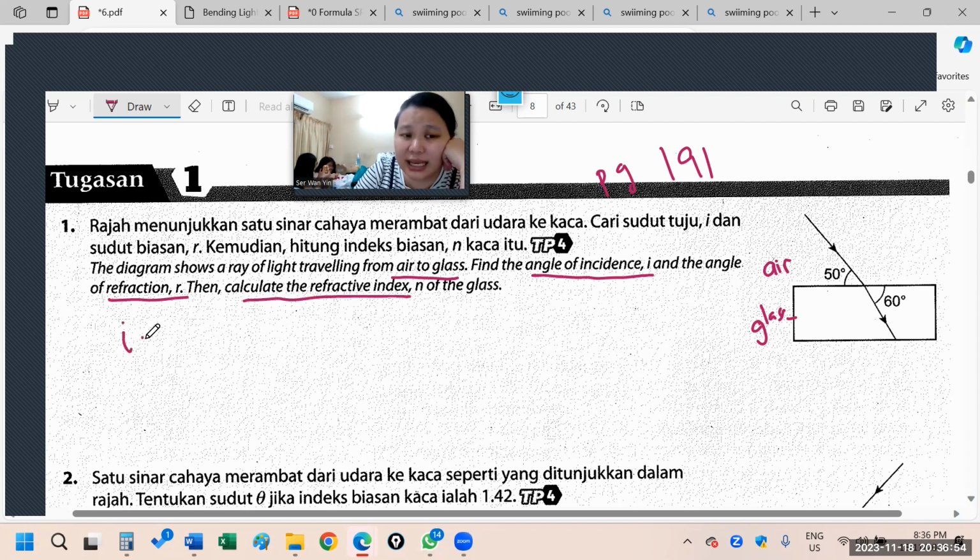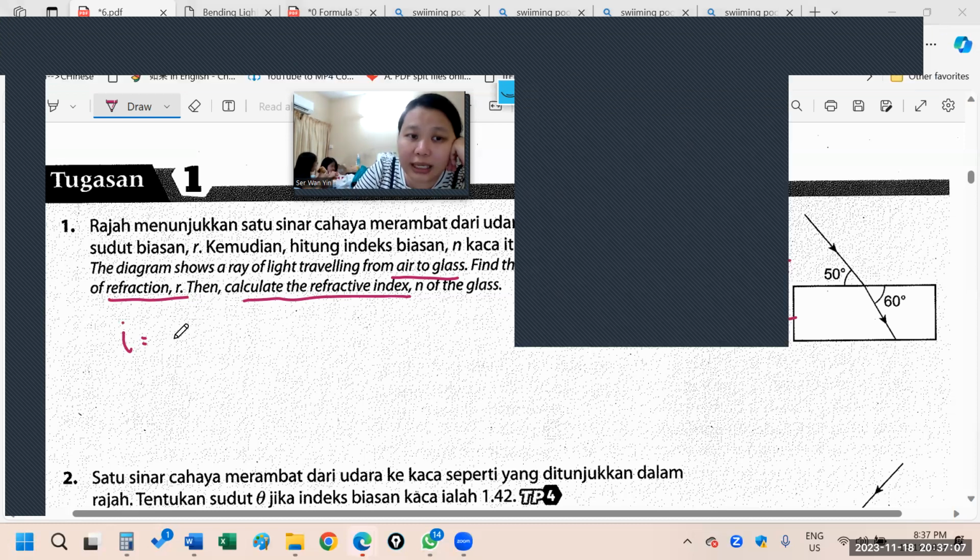May I know what is the angle of incidence? Anyone can tell me what is the angle of incidence? Any others? Okay, congratulations. This one is not 50, but Jun Leong, very good, it is 40.